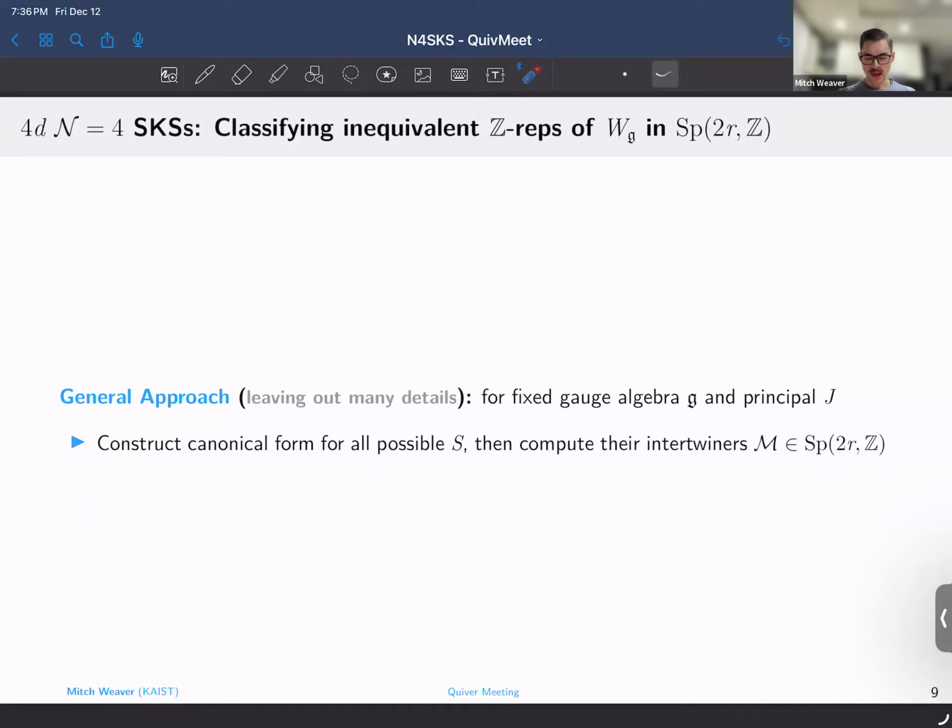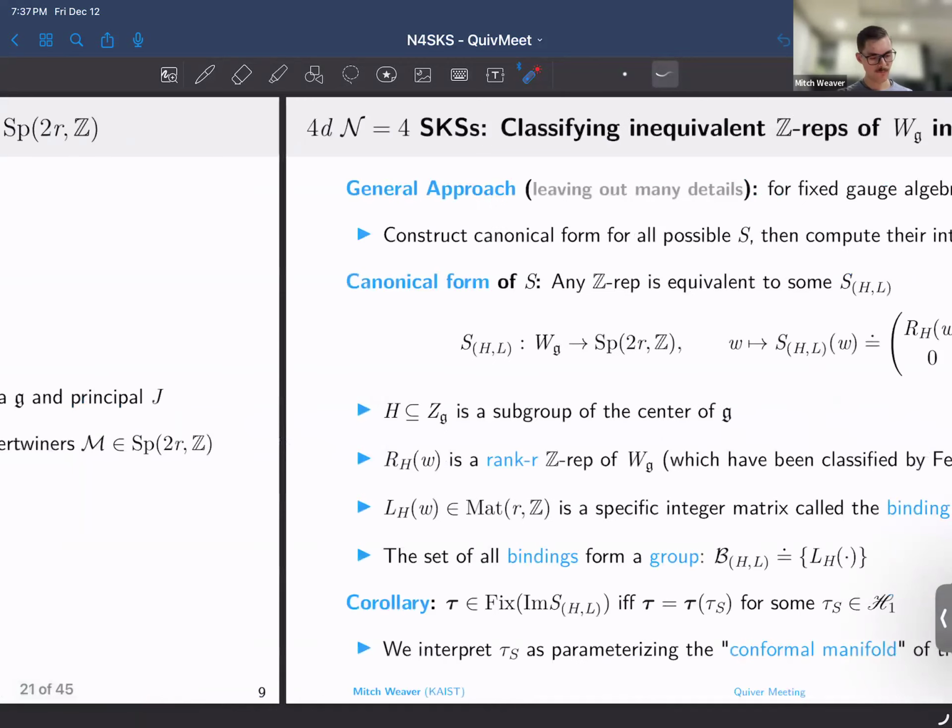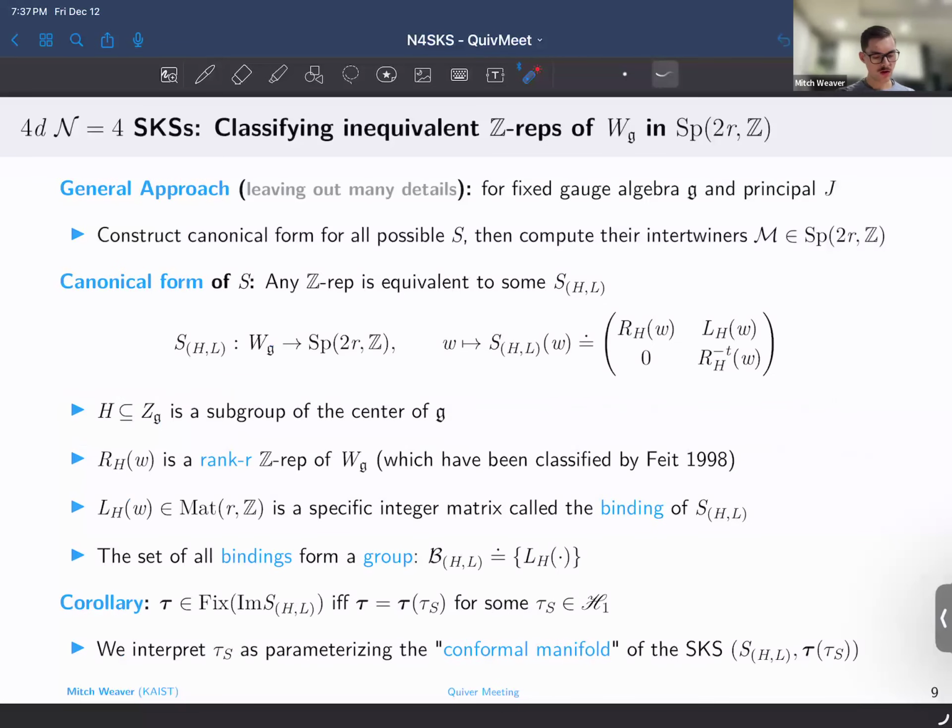So we have a fixed gauge algebra, in principle, g. And the first thing we're going to do is construct a canonical form for all possible symplectic Z reps of the Weyl group. And then we're going to compute their intertwiners. And going forward, I'll denote their intertwiners by this math cal M here. So the canonical form of S turns out to be the following.